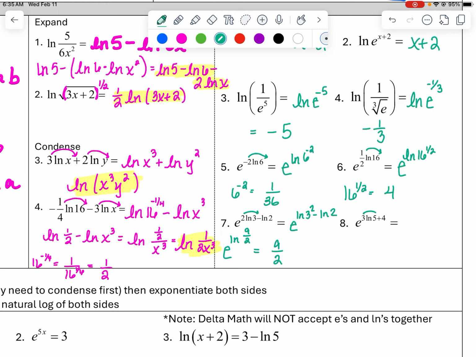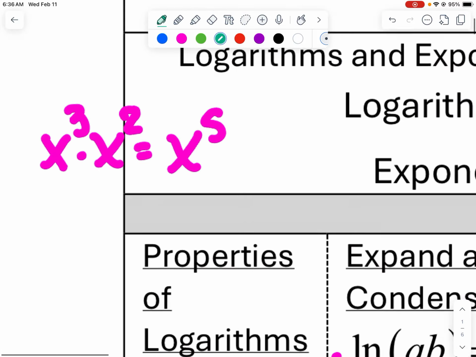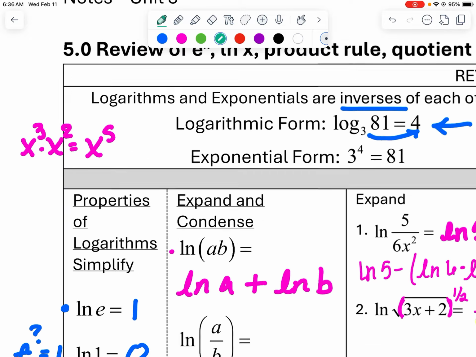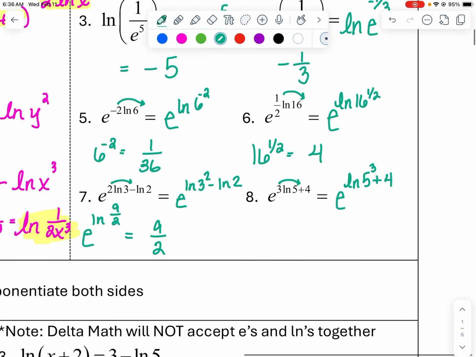Number 8, we need to move this 3 to the power. So we have e to the natural log of 5 to the 3rd plus 4. And since that plus 4 is not inside the natural log, those do not just cancel. But what we can do is use this rule here, x to the 3rd times x to the 2nd is x to the 5th. I kind of do that backwards. So if we're adding 2 powers on e, we can actually split that into e to the natural log of 5 to the 3rd times e to the 4th.